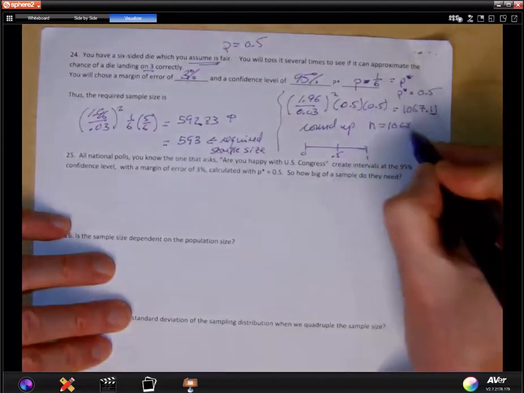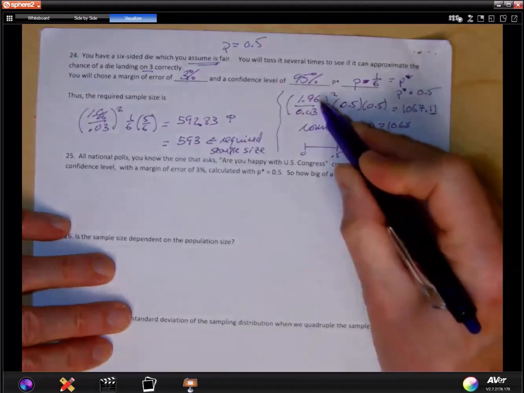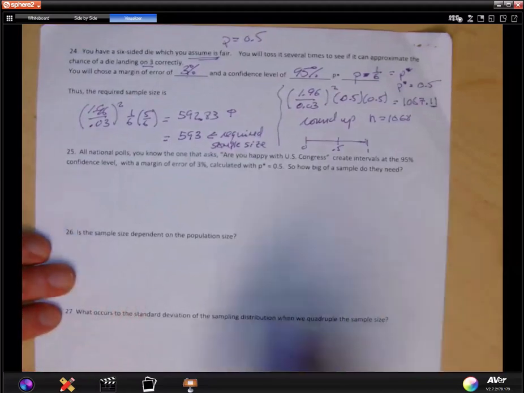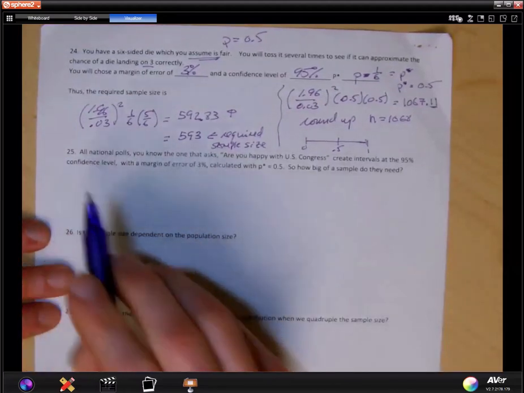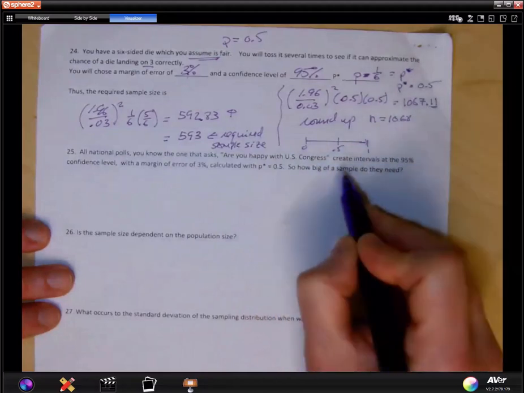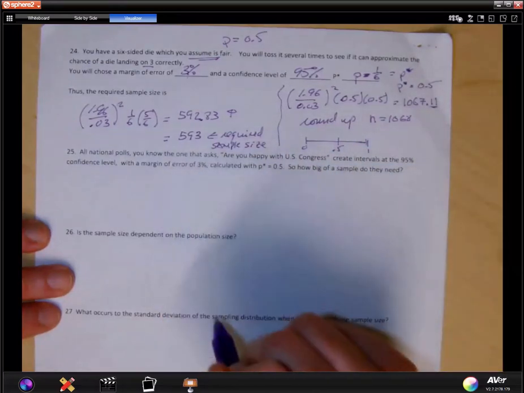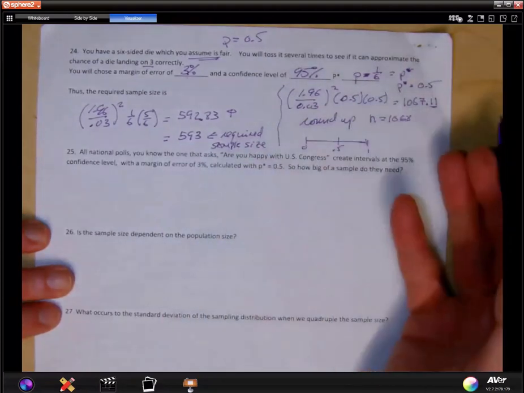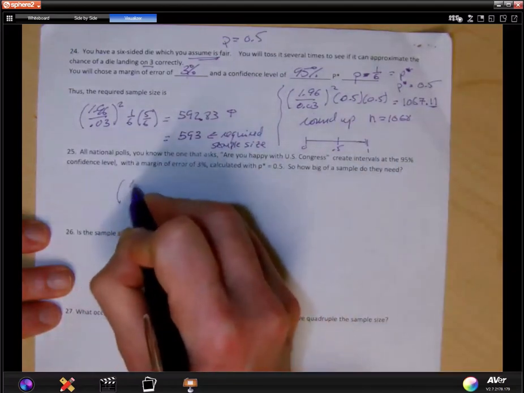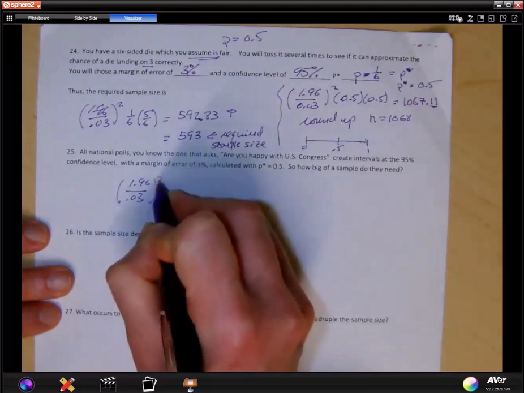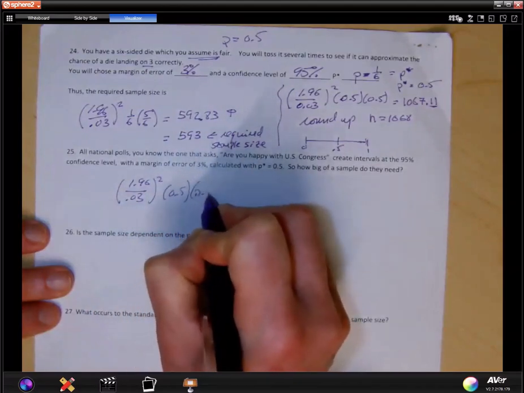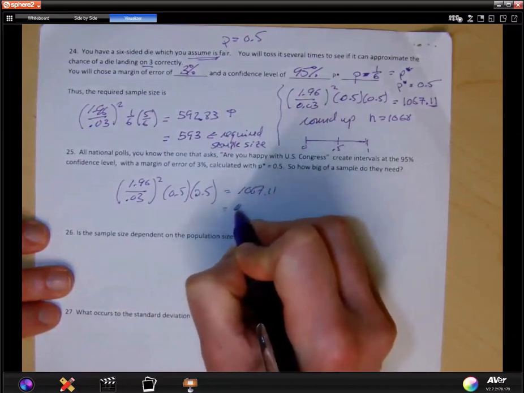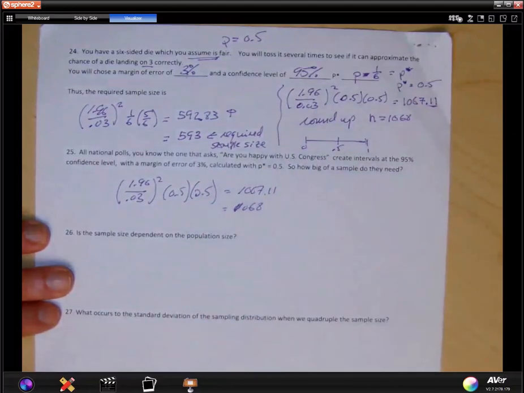So once we chose that, to get it down to a margin of error of 3% with 95% confidence, that's the required sample size. Let's do another one. All national polls, the ones that ask, are you happy with US Congress or whatever it is, meet the 95% confidence level with a margin of error of 3%. Calculate with p star equal to 0.5. How big of a sample do you need? Well, we just did it, right? If I did that, it'd be 1.96, 0.03 squared, 0.5, 0.5, and that will give you again 1067.11, so 1068.